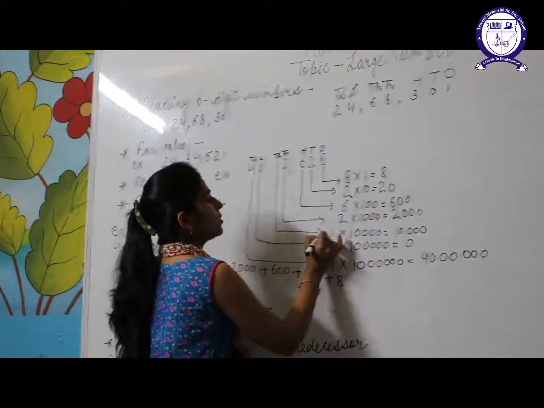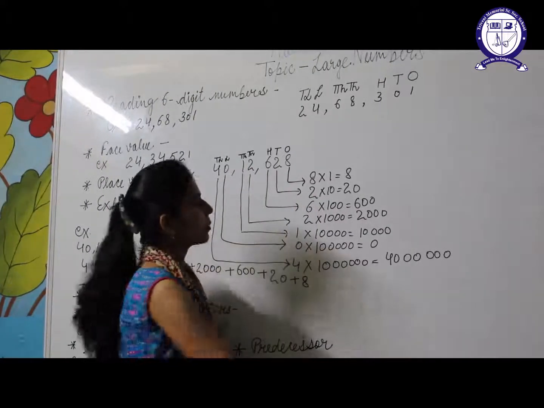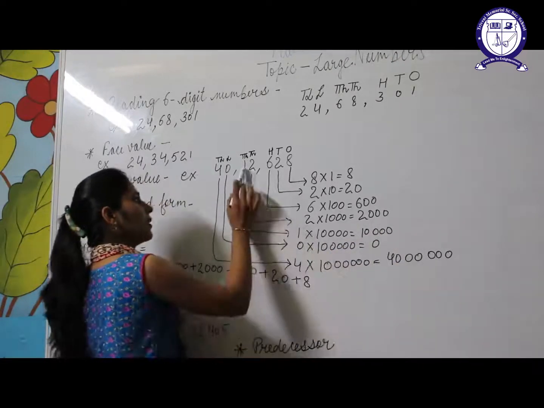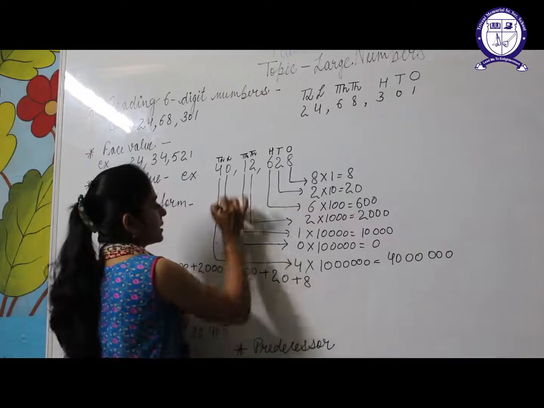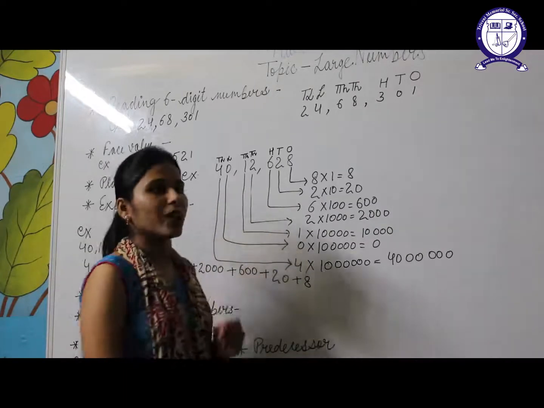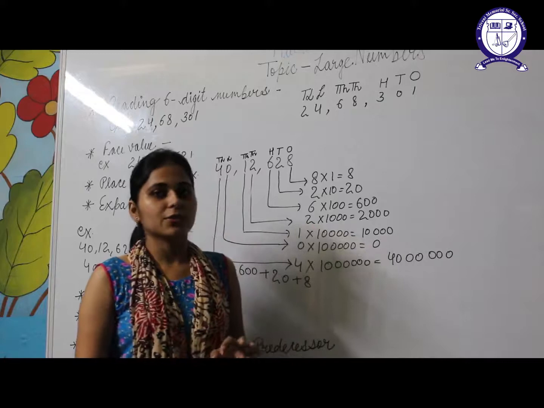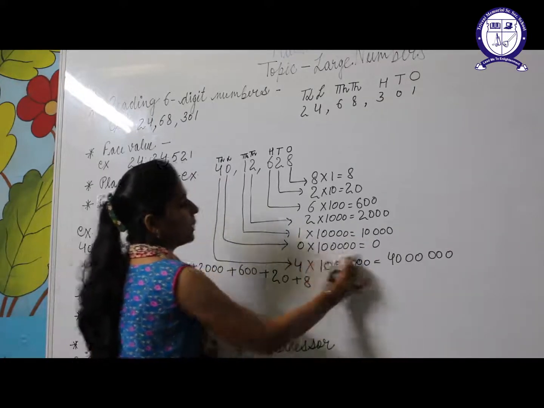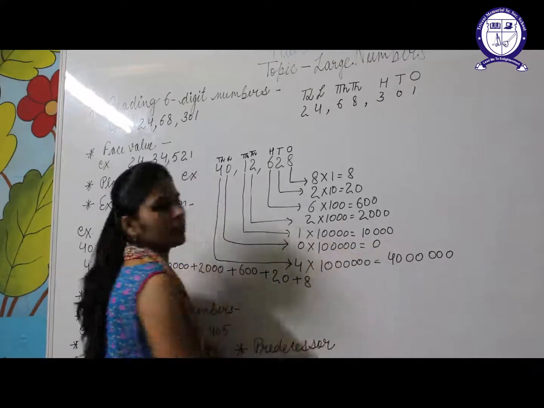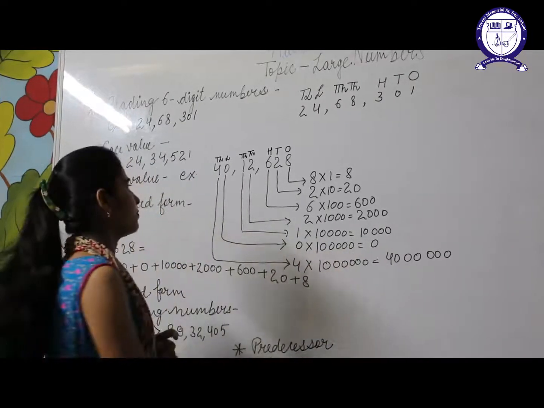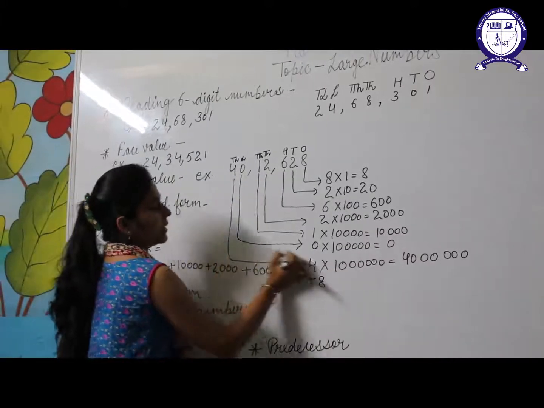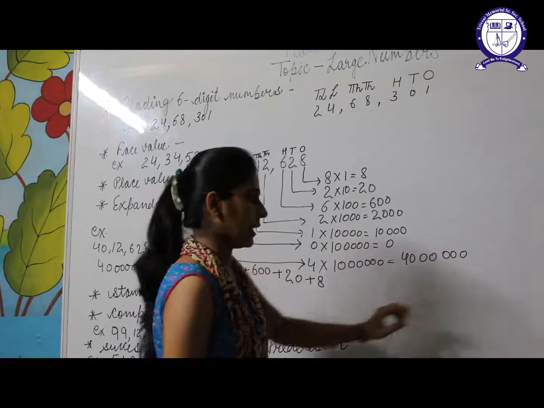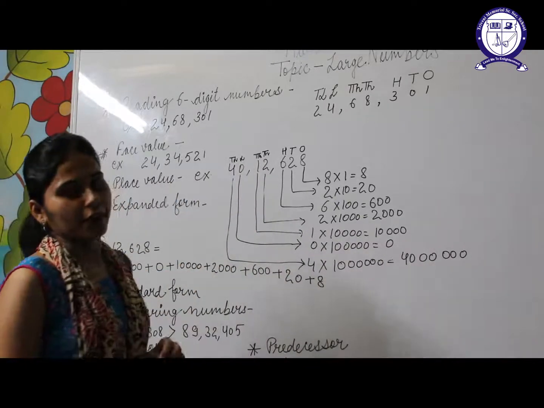Now we will write the place value of 1. 1 is placed at the 10,000 place, so we will multiply this by 10,000 and it will give us 10,000. So the place value of 1 will be 10,000. And next we are having 0. So when 0 is written wherever in the number, the place value of 0 will always be 0, because when we multiply 0 by its place value, the answer will be 0. Now 4 is written under ten lakh, so we will multiply 4 by 10 lakh and it will give us 40 lakhs. So the place value of 4 will be 40 lakh.